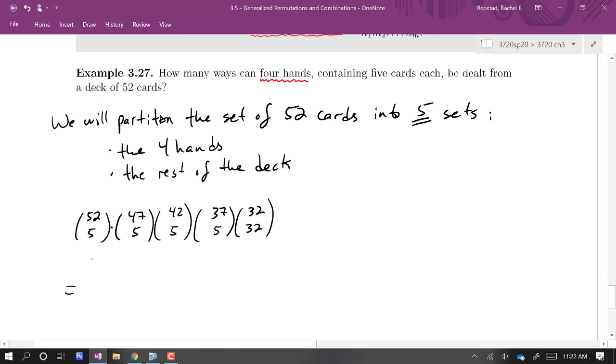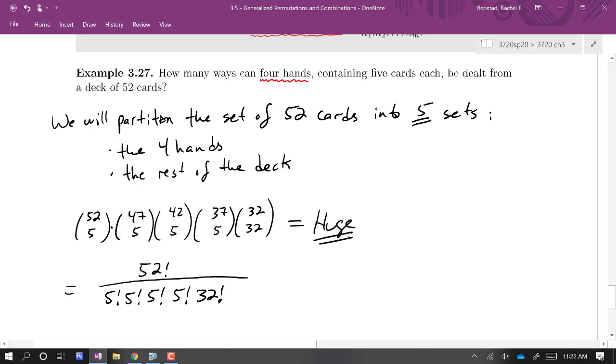Theorem 3.12 says this will be the same thing as 52 factorial over 5 factorial, 5 factorial, 5 factorial, 5 factorial. There's our 4 hands, and then 32 factorial in the end. And this is huge. We know that even just this one, we've computed this out before, that's about 2.5 million. And then we're multiplying that by some other fairly big numbers. But this is the number of ways we can deal out 4 hands containing 5 cards each from a standard deck.